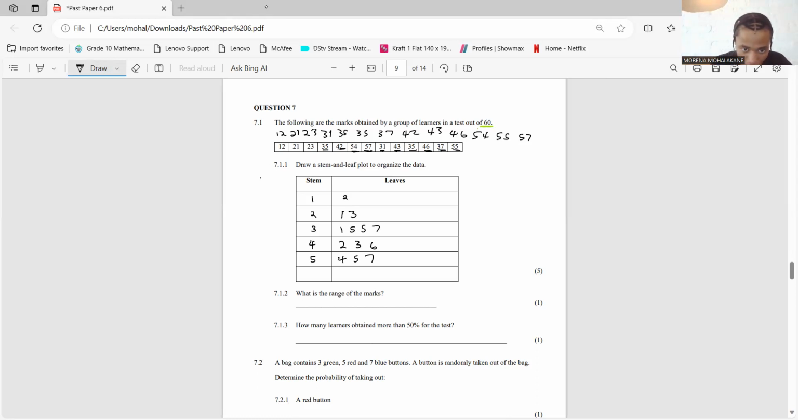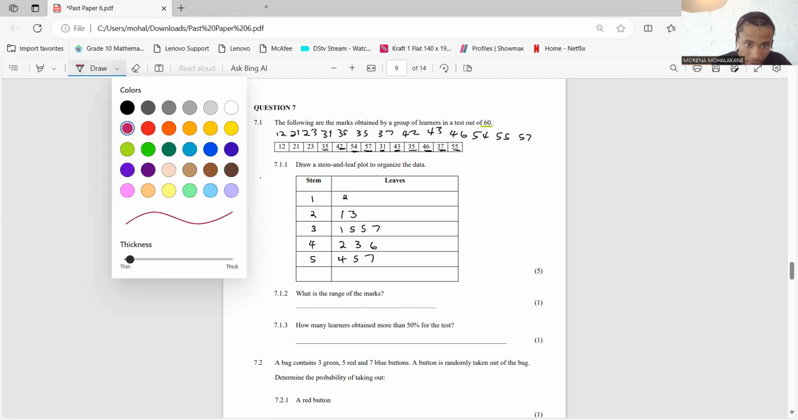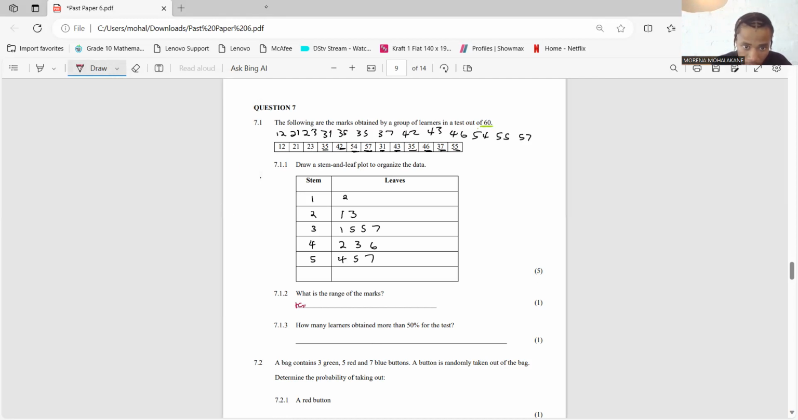What is the range? To calculate the range, it equals the maximum minus the minimum. What's the maximum value? 57. The minimum value is 12. So I'm going to say 57 minus 12. So I have the answer. It's going to be 45.